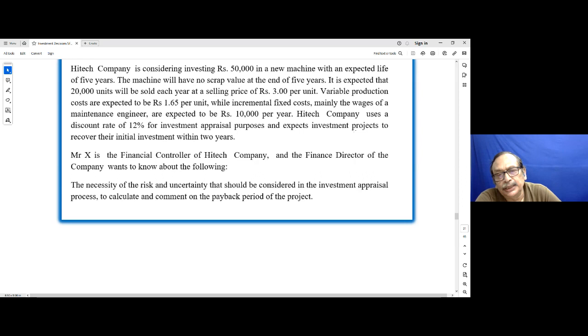Mr. X is the financial controller of high-tech company, and the finance director of the company wants to know about the following. The necessity of the risk and uncertainty that should be considered in the investment appraisal process, and to calculate and comment on the payback period of the project.